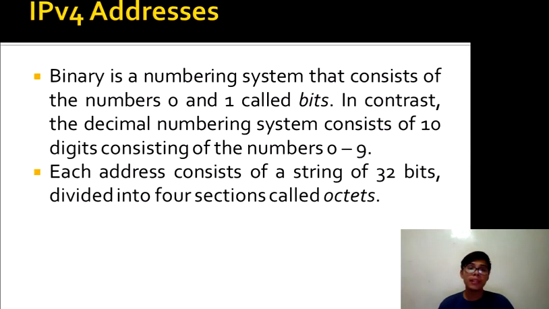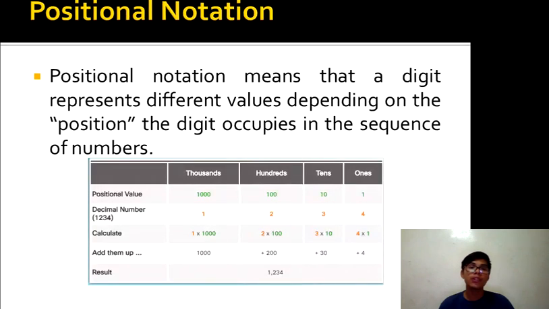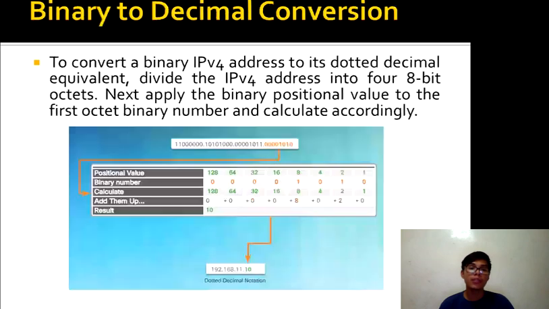IPv4 addresses. Binary is a numbering system that consists of numbers 0 and 1 called bits. In contrast, the decimal numbering system consists of 10 digits, numbers 0 to 9. Each address consists of a string of 32 bits divided into 4 sections called octets. Positional notation. Positional notation means a digit represents different values depending on the position the digit occupies in the sequence of numbers.